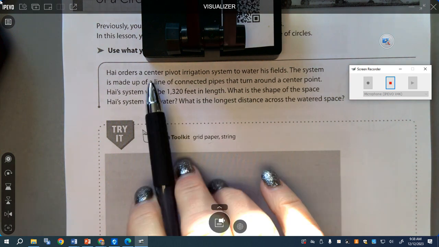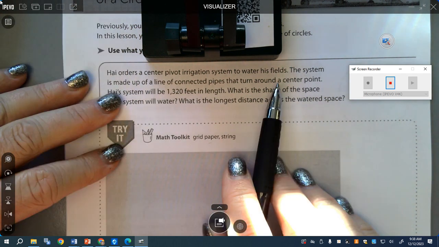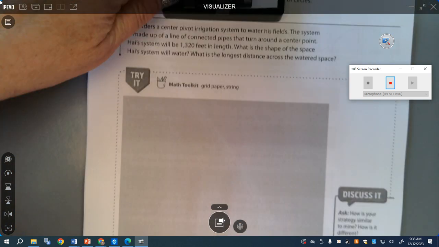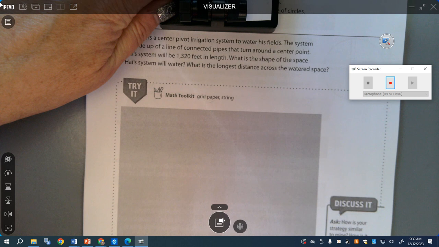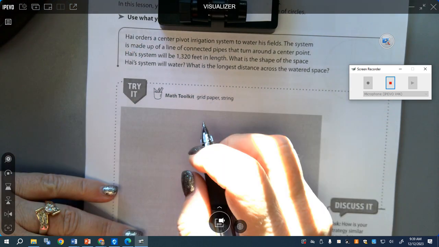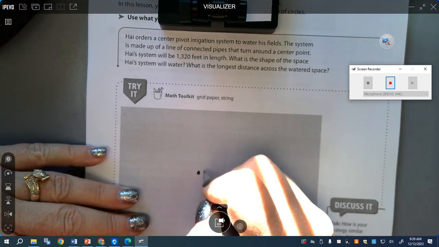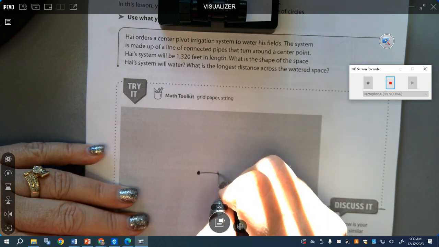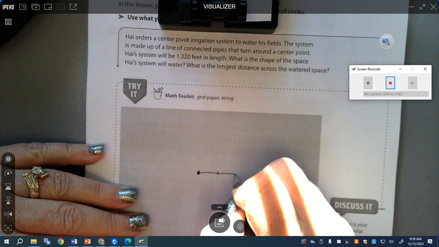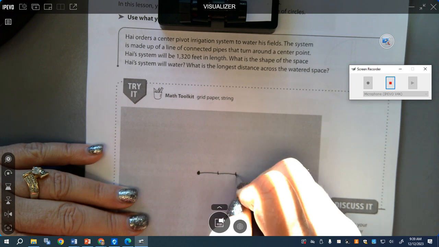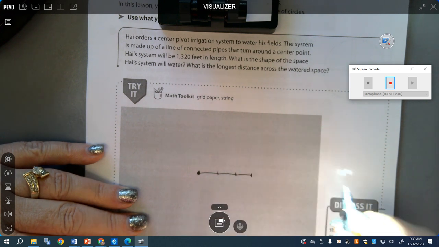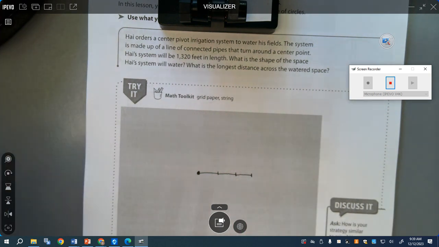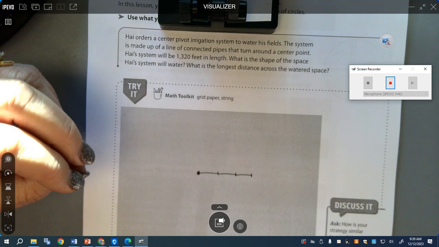All right. And so here is Hi, who orders a center pivot irrigation system to water his fields. So it kind of looks like this. If you guys can't see, let me know, because of the sun. It starts at the center, and then the first sprinkler head is right there. And then there's a long pipe, and another sprinkler head, and a long pipe, and then another sprinkler head. But this one is just a small model. If you've ever been over to Eastern Washington, there's tons and tons of pipes.